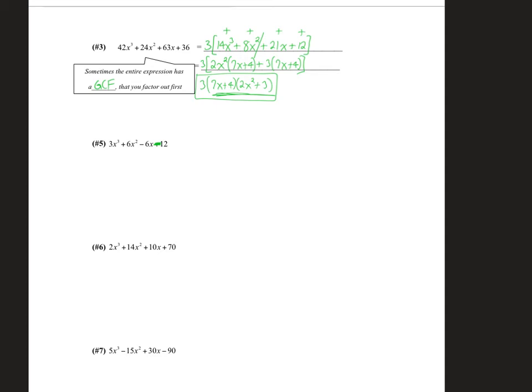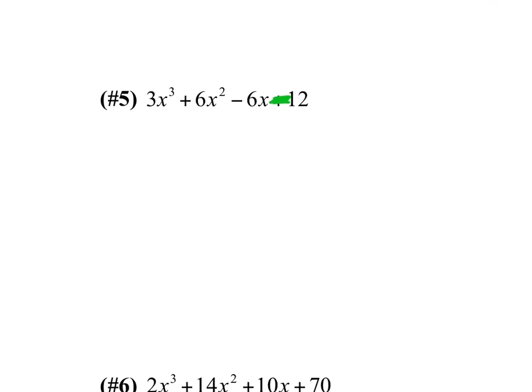All right, number 5, we have 3x cubed plus 6x squared minus 6x minus 12. So, is there a GCF we can pull out of here? 3 goes in all these numbers. So we're going to do 3 square brackets. Then we're going to have x to the third plus 2x squared minus 2x minus 4.